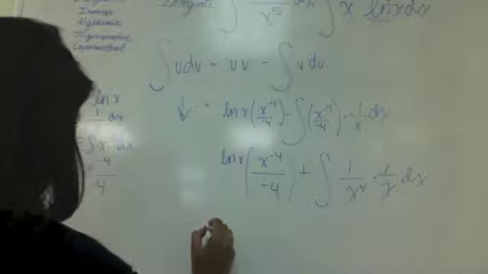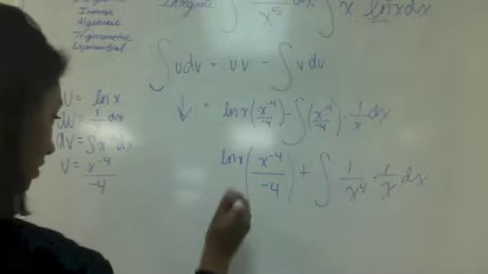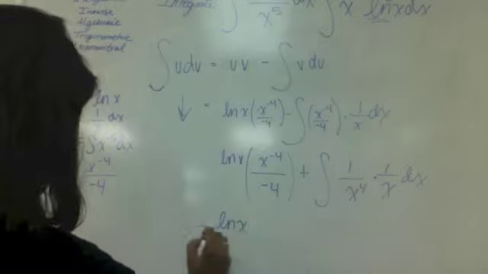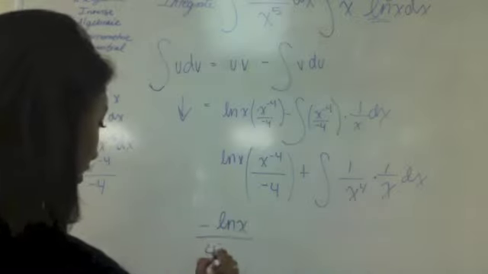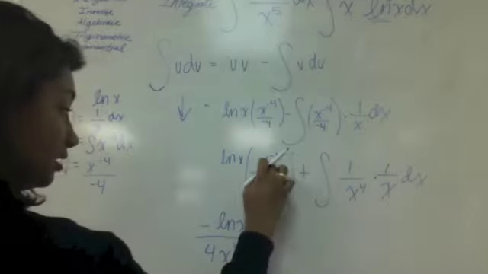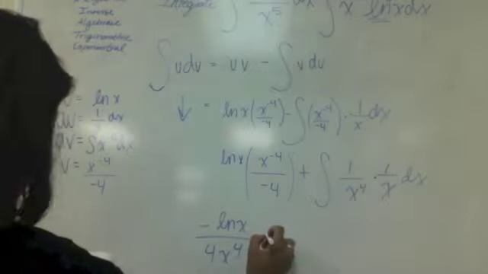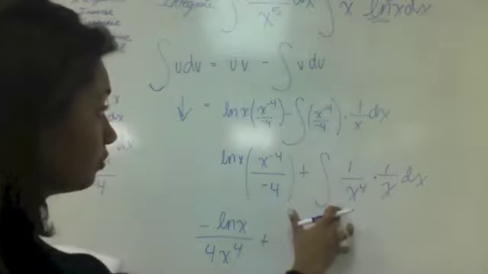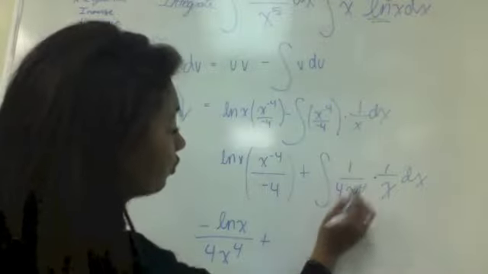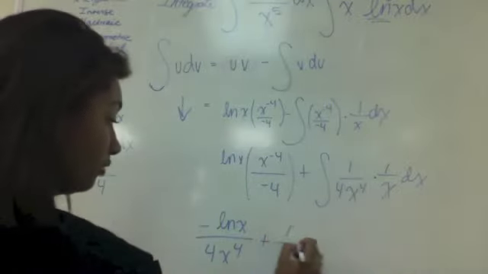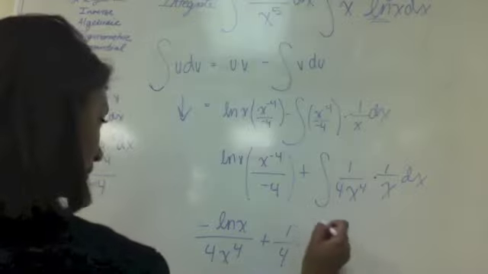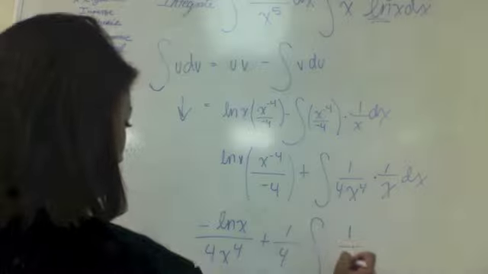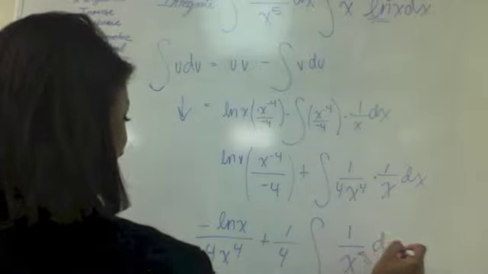And so now we have, I'm going to move this negative up here. So negative natural log of x all over 4x to the fourth, because the negative 4 will just bring this down, plus 1/4. Oh, okay, this should still have the 4 here, but I'm pulling it out. 1/4 the integral. This should be 1 over x to the fifth dx.